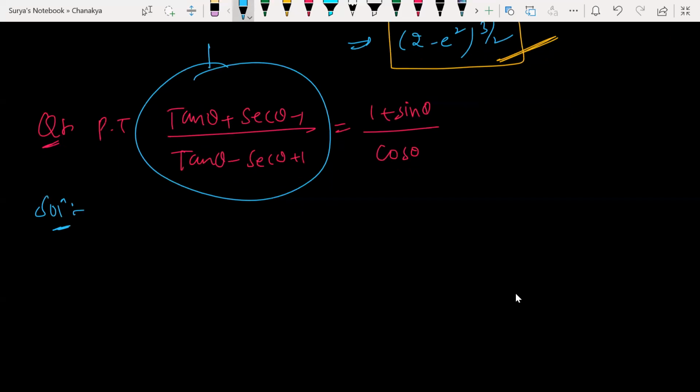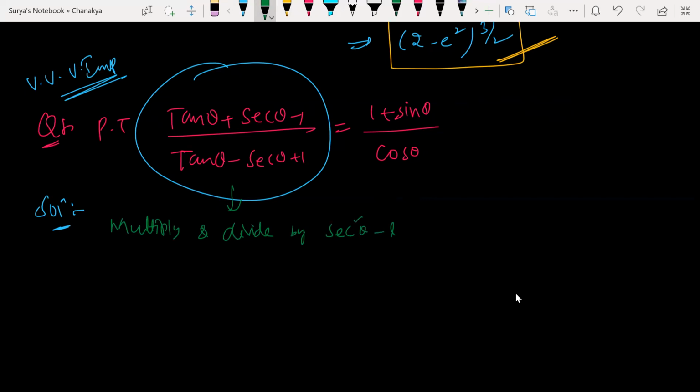Guys, for this type of question, these are very important. Believe me, very important. There's no surprise at all if they ask you in your board exam. For this type of question, you multiply and divide with one thing: secant square theta minus tan square theta. Why? Because this is equal to 1 here, isn't it?